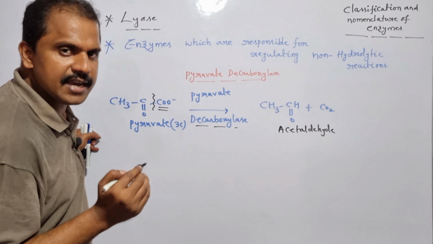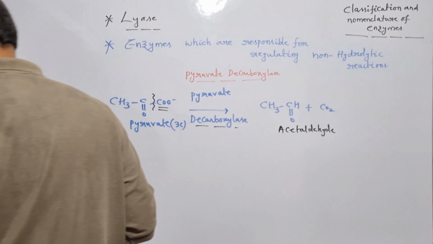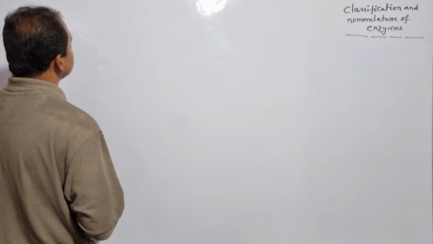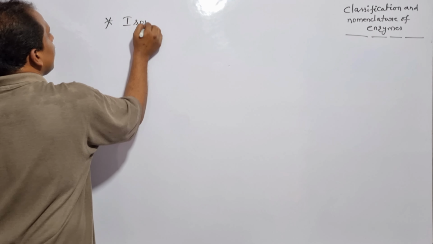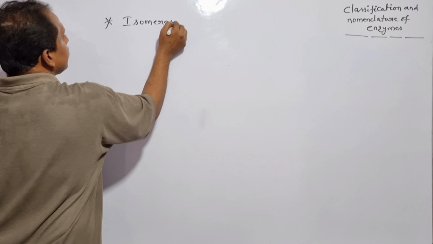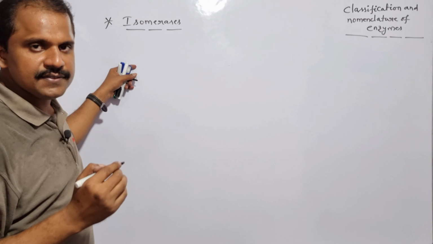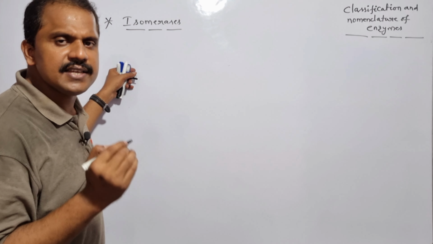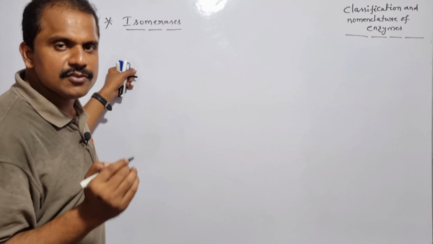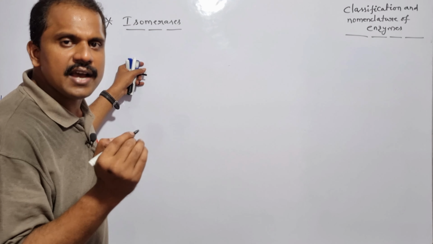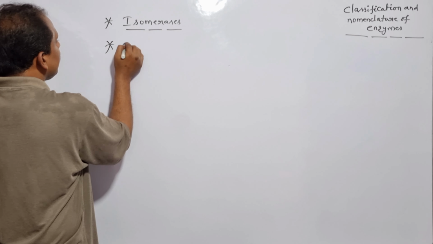So what are isomerases? Let me arrange the thing here. And if we consider isomerases, right? What is an isomerase? As the name itself suggests, these are the particular enzymes which are responsible for regulating the isomerization reactions. So such specific enzymes are termed as isomerases. Is it clear? So let me write it here.